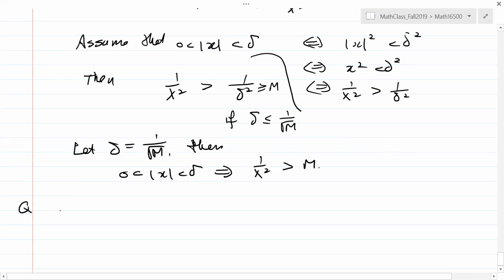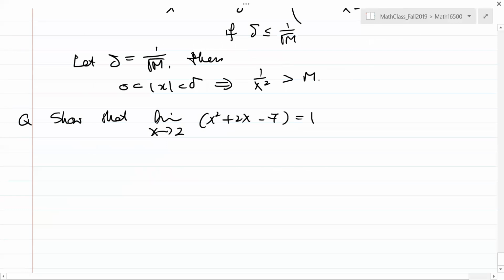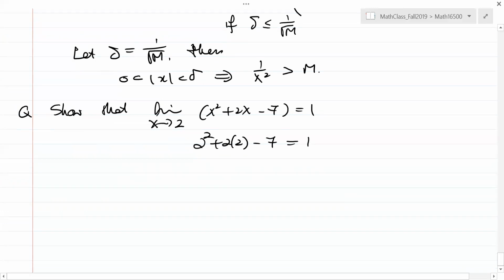Yeah, let's do the last problem. Show that the limit as x approaches 2 of x squared plus 2x minus 7 equals 1. Right? How do you do that? I know 2 squared plus 2 times 2 minus 7 equals 1. That's correct. Okay. So the limit should be 1. So how do you prove that?